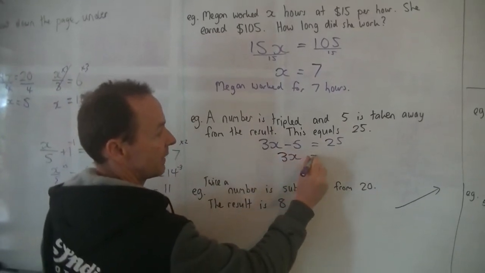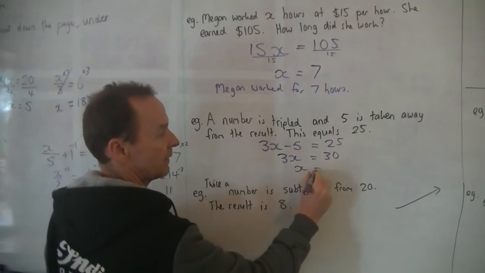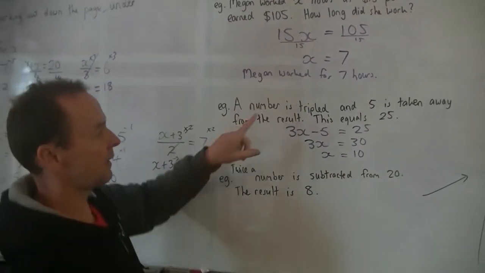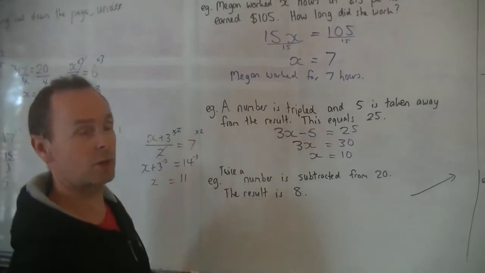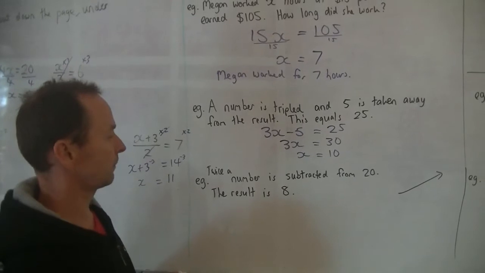So we get 3x equals 30. Divide both sides by 3, and you get x equals 10. And 10 is our original number. And again, you can substitute it back into the question and see if you've got the right answer to check your work.